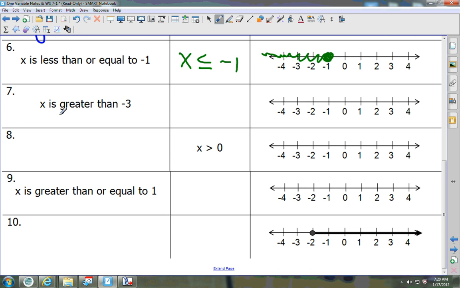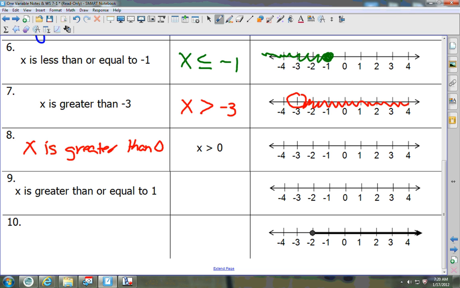Next, I have x is greater than -3. So I'll go to -3. I'll put an open circle. Greater than, I'm going to the right because I'm getting larger. The next one, what does this mean? These algebraic symbols. X is greater than 0. So I will go to 0. It does not have an equal to line, so I'm going to put an open circle. And since it's greater than, I'm going to shade to the right.